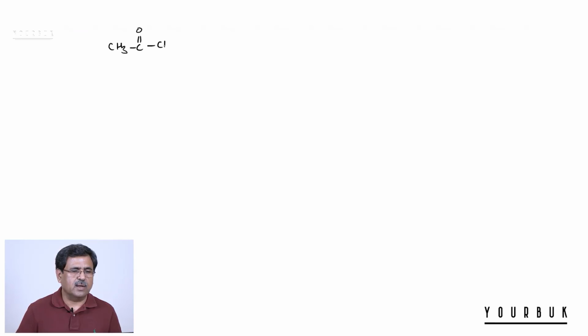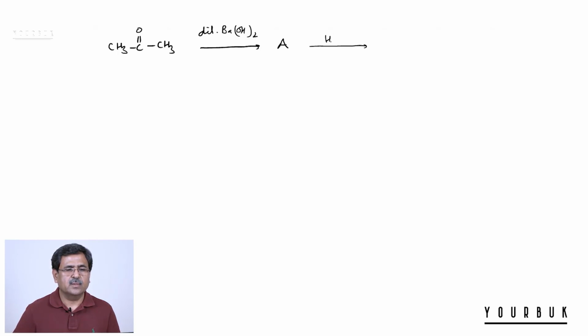Now one more example of self aldol condensation. Suppose you are given this acetone. Now acetone also contains alpha hydrogen. So my question is, acetone when treated with dilute barium hydroxide gives compound A. A on heating gives the product B. So the question is, what are the structures of A and B?